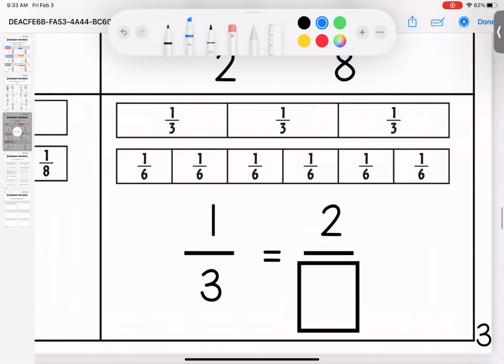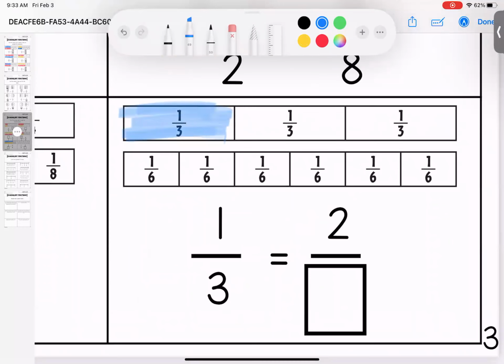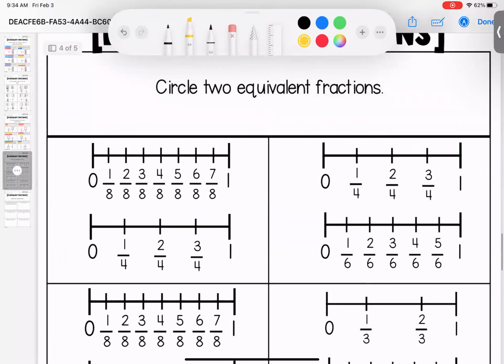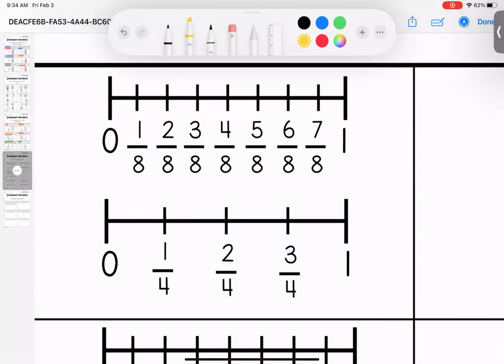Last one on this page. 1/3 is equal to 2/6. Any questions on page number 3? Please bring them with you to class. All right, sweet faces, your goal here was to circle 2 equivalent fractions. There are a few answers for some of these, and I'm just going to mark some of them up.